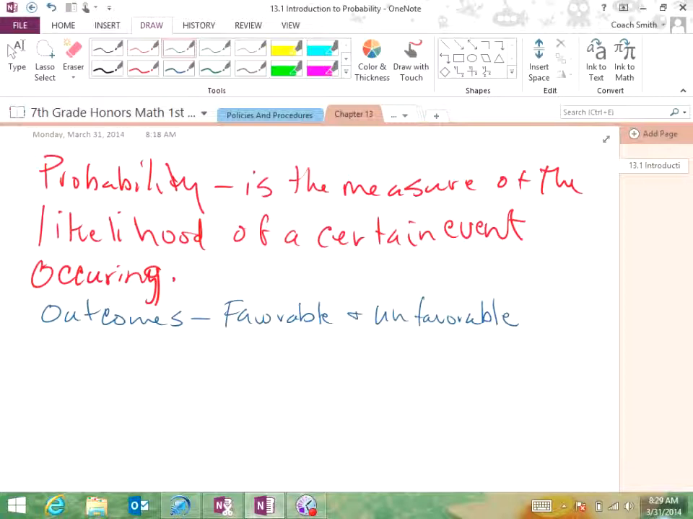To them it's a favorable outcome. To the people it happened to, it's not. So favorable doesn't mean that it's a good outcome. Favorable just means what it is. It's an outcome.